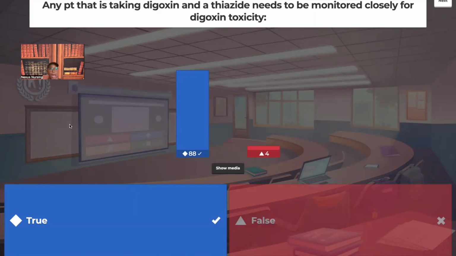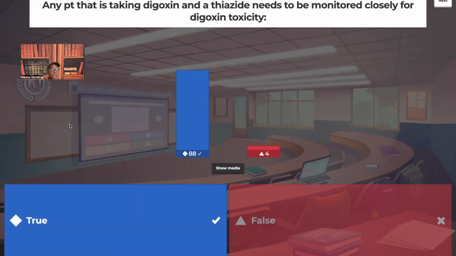When it comes to digoxin and thiazide diuretic, which electrolyte are we concerned about? What electrolyte are we going to be concerned about, guys? Very good, potassium. There are 13 questions altogether, and we're on number 6. Potassium.